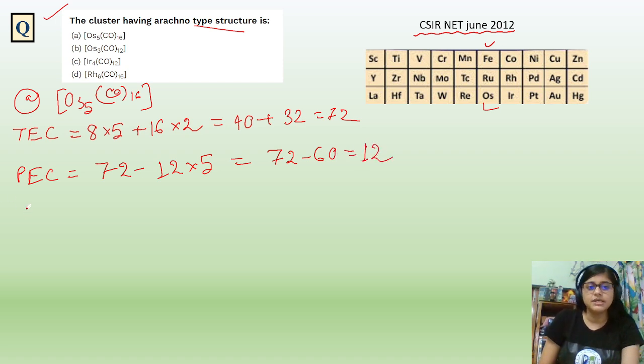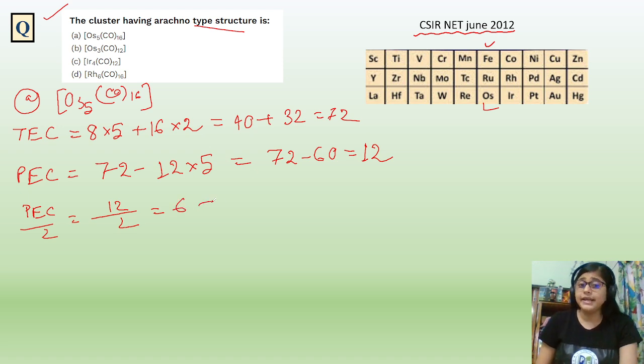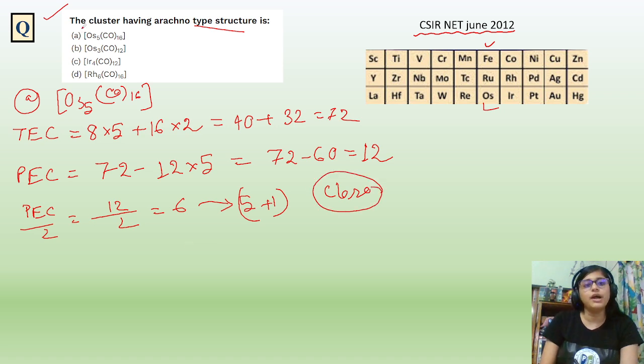Now third step is PEC by 2. PEC by 2 means here 12 by 2, that is 6. And here n is 5. So it will be 5 plus 1 means n plus 1, that is closo. But we need arachno structure. So A is not a correct option. Fine. Let's come to B.